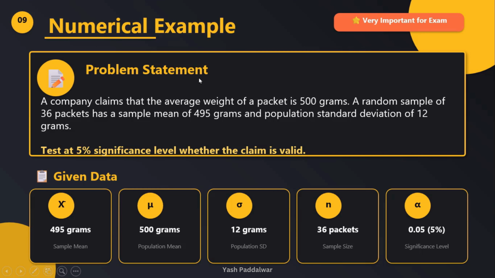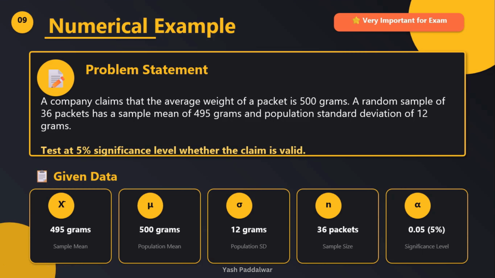So, now the problem statement is as follows. A company claims that the average weight of a packet is 500 grams. So there is a company which produces some packets of something. The average weight of those packets is 500 grams. A random sample of 36 packets has a sample mean of 495 grams and the population standard deviation of 12 grams. Test at 5% significance level whether the claim is valid or not.